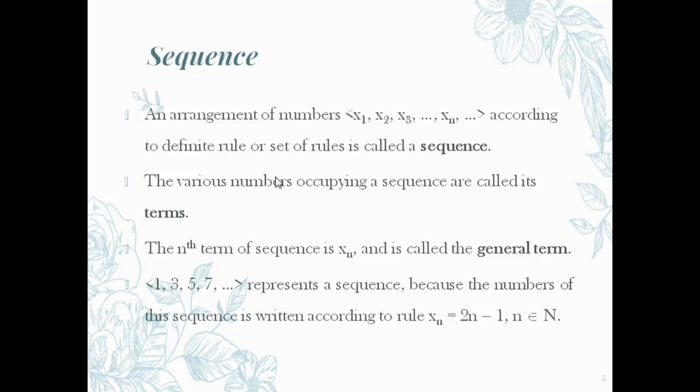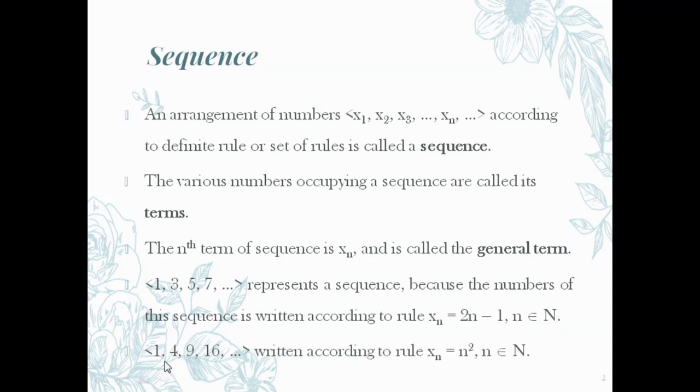Here we are giving an example of a sequence. Here the numbers are 1, 3, 5, 7. This will be a sequence because the numbers of this sequence are written according to the rule xn equals 2n minus 1. If we put n equals 1, then x1 is equal to 2 minus 1, that is 1. If we put n equals 2, then x2 equals 2 into 2 minus 1, that is 4 minus 1, which is 3. So this will be a sequence. Here n is a natural number.